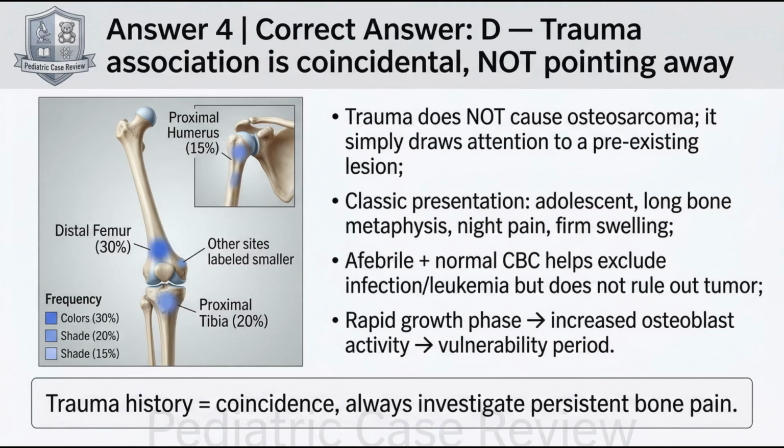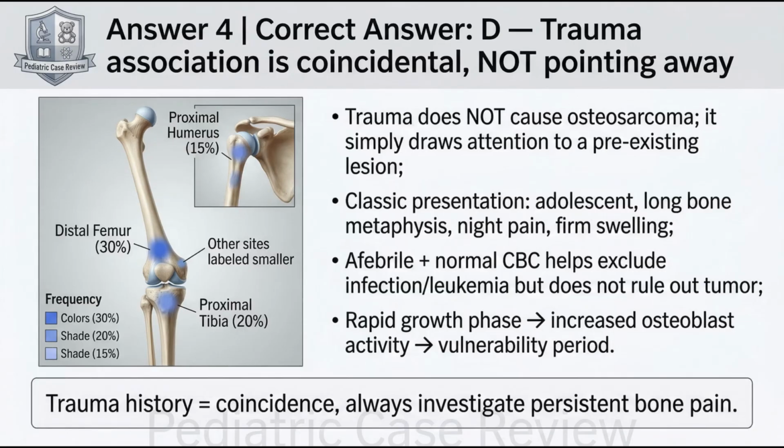When a patient says their pain began after an injury, trauma simply draws attention to a pre-existing lesion that was already there. The classic presentation of osteosarcoma is an adolescent with pain and swelling in the metaphysis of a long bone, particularly the distal femur, proximal tibia, or proximal humerus, with night pain, firm swelling, and a rapid growth phase history. Being afebrile with a normal complete blood count helps exclude infection and leukemia, but does not rule out a tumor. Age 15 and rapid growth are actually risk factors for osteosarcoma.